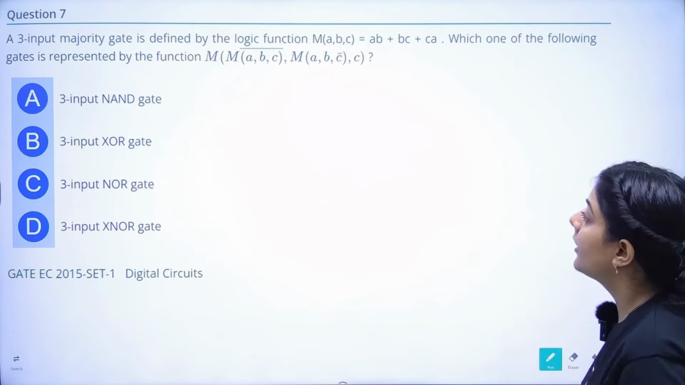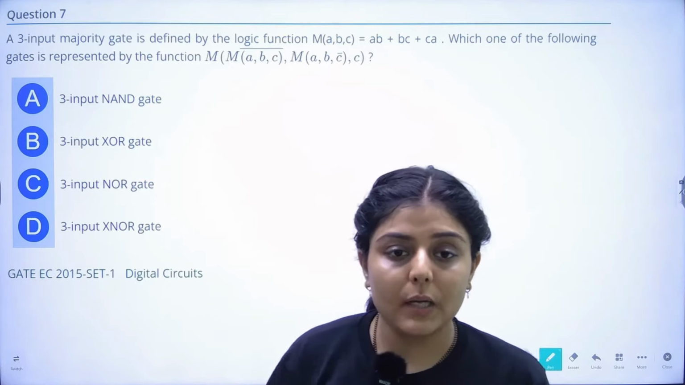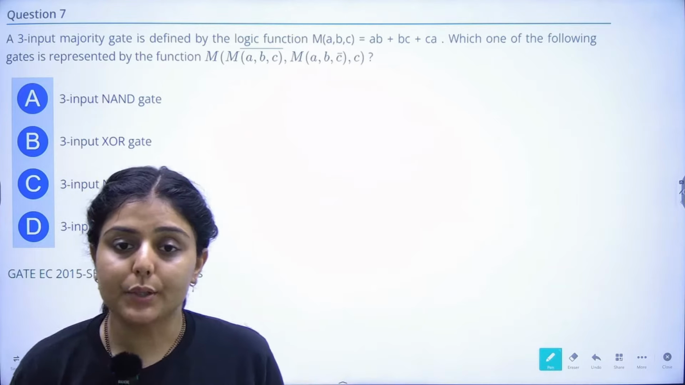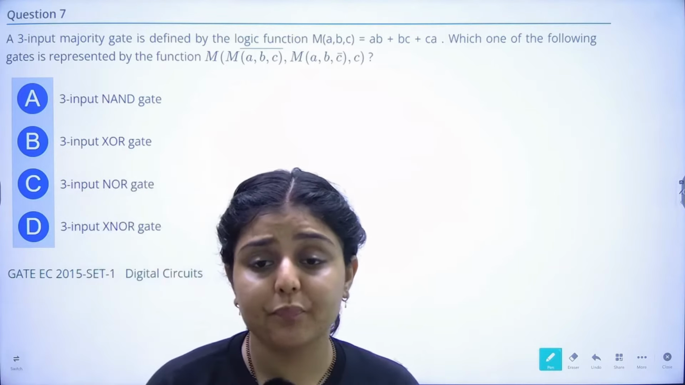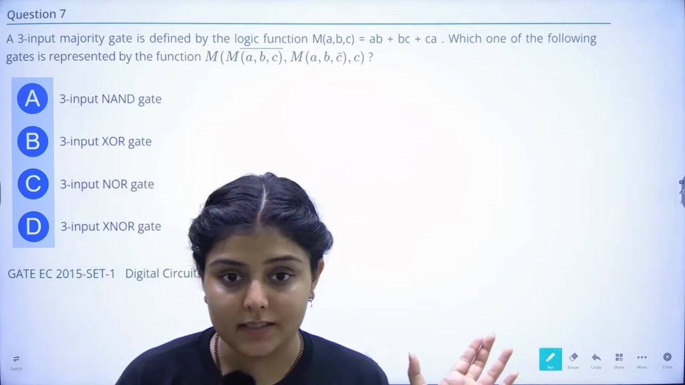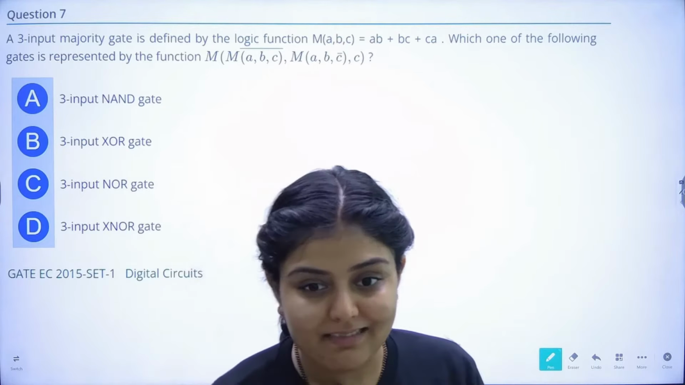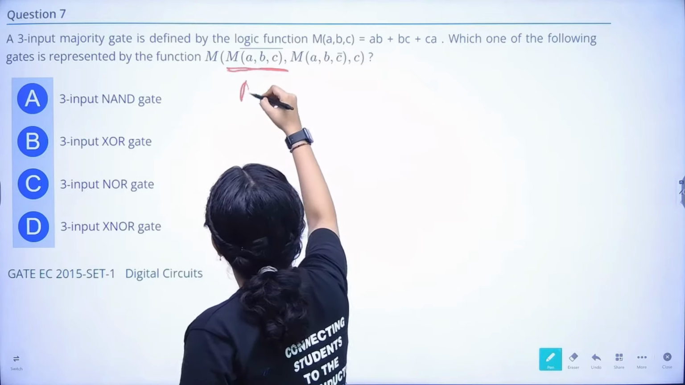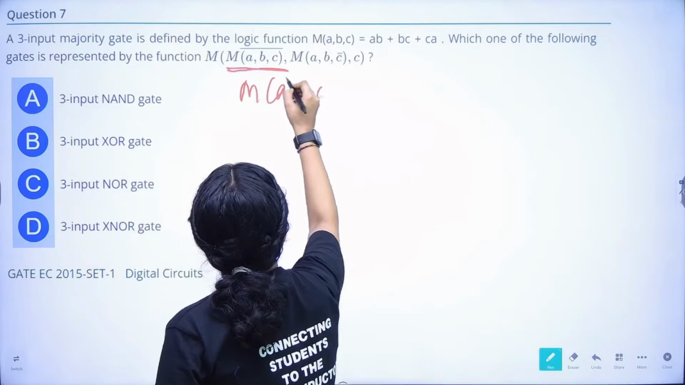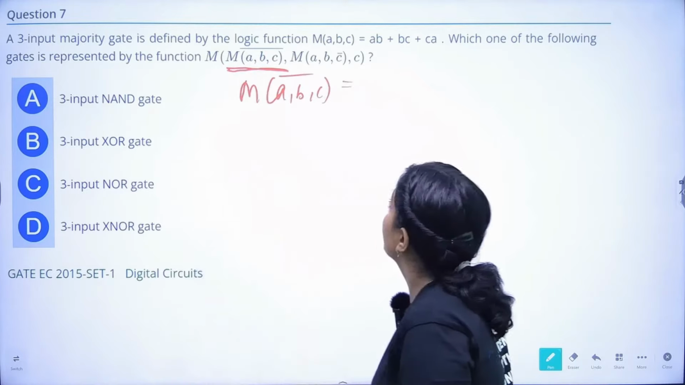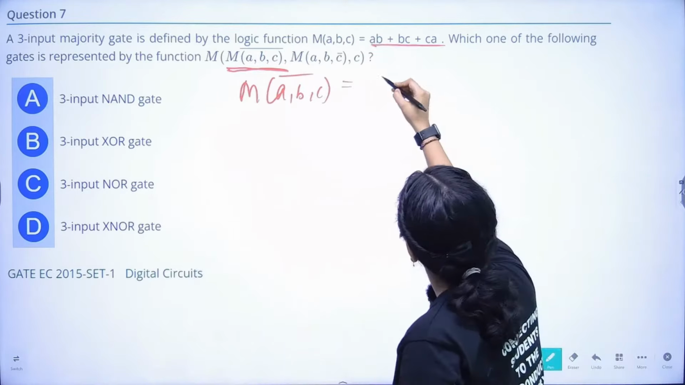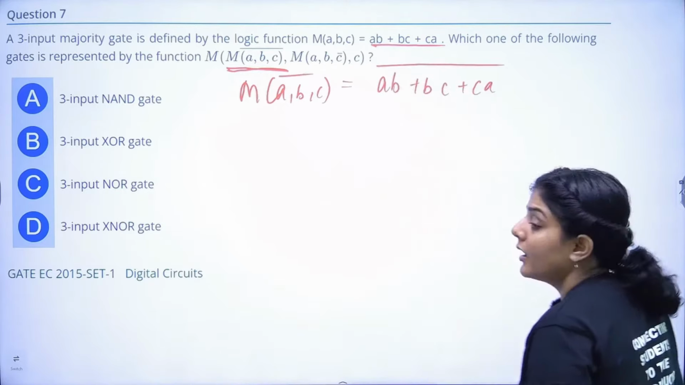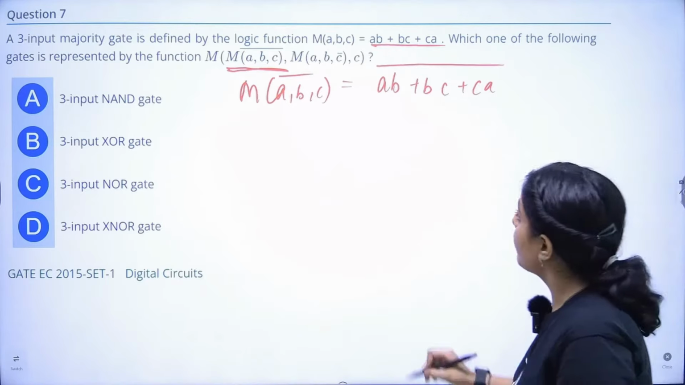Next question. Okay. A 3-input majority gate is defined by a logic function M(A,B,C) equals AB plus BC plus CA. Which of the following gates will be represented by this expression? This is quite lengthy, okay, let's just start solving it. Let's firstly write this M(A,B,C) complement. So this is given like this. M(A,B,C) complement is AB plus BC plus CA whole complement. So just do the complement.